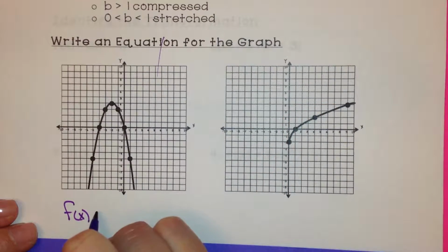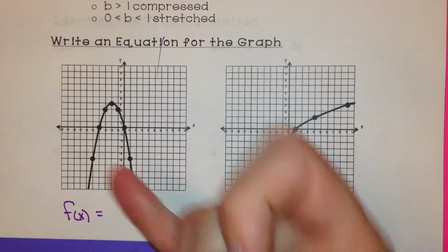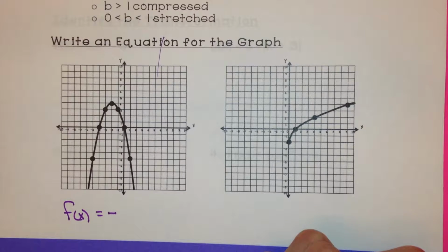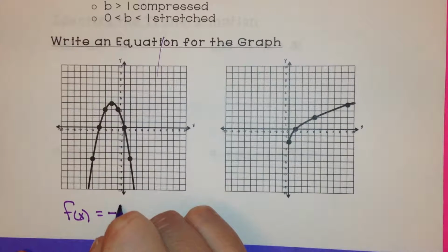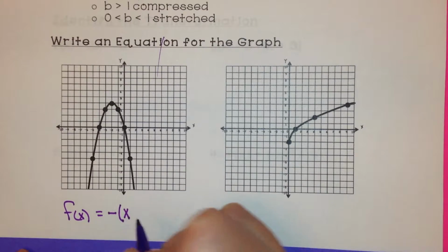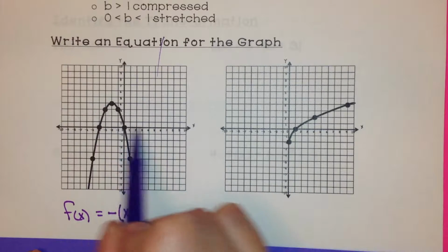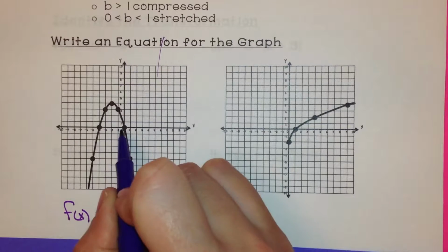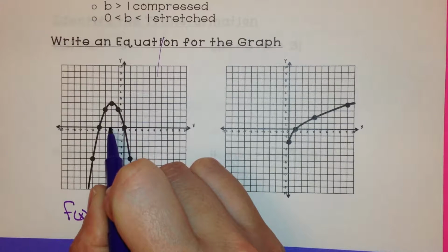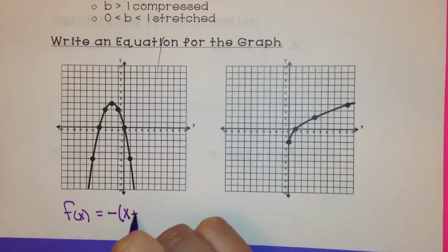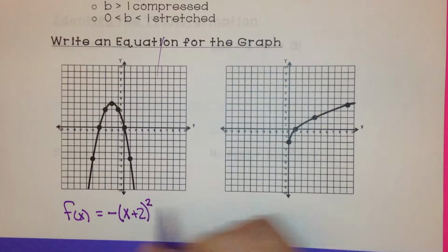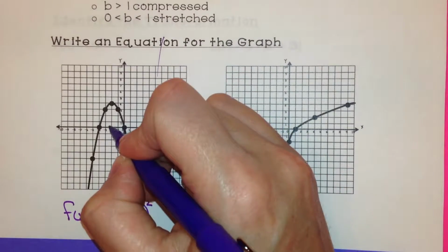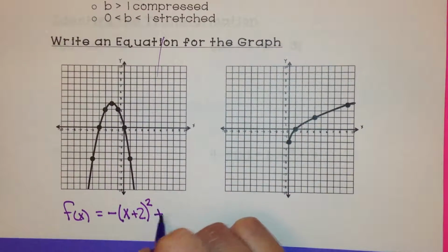So f of x is equal to, I know that it's been flipped, so I know it's multiplied by a negative on the outside of x. Remember, going left and right, that's the value that's either added or subtracted on the inside. Because it's 1, 2 left, that means it's plus 2 inside. Remember I said it's a quadratic, so it's squared. And then it's also shifted 4 up, so plus 4 on the outside.